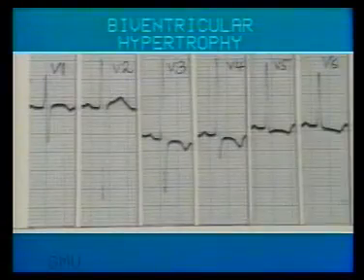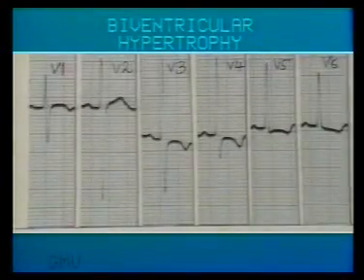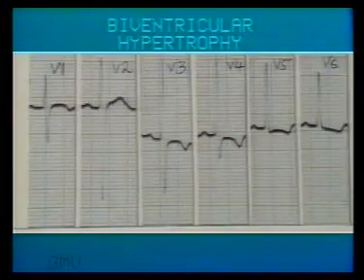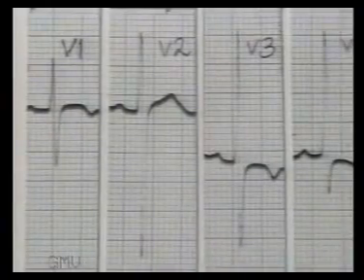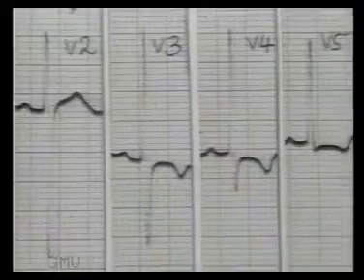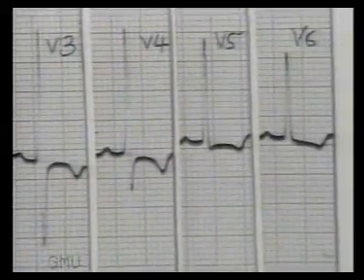Once again, note the picture of biventricular hypertrophy: RV1 of right ventricle, SV1 and V2, and RV5 and V6 of left ventricle with strain pattern. Note again in close-up RV1, SV2, tall R waves in V5 and V6 with strain pattern.